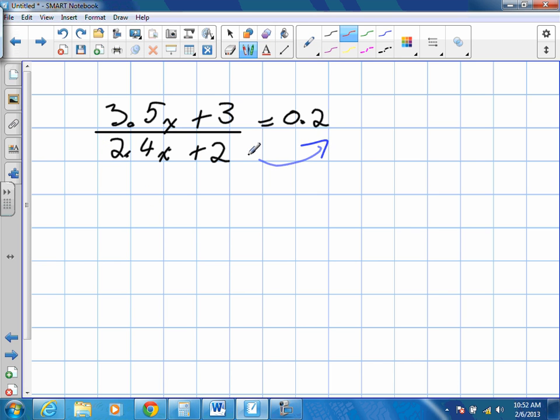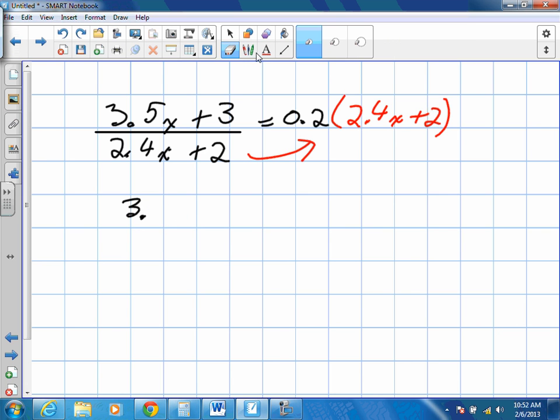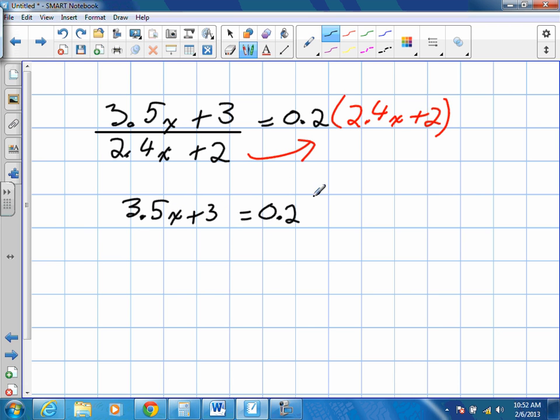So I'm going to be bringing this over, and it's going to be multiplied by 2.4x plus 2. So let's rewrite that. We now have no more fractions, 3.5. It does not turn to a negative because we're not adding or subtracting, we're multiplying or dividing. So because we're multiplying, we're going to have to multiply this entire side by the bottom of that fraction. So the question now looks like this. Now here we have to use the distributive property. Because it's multiplied and there's two terms inside of the bracket, we have to multiply it by both terms.